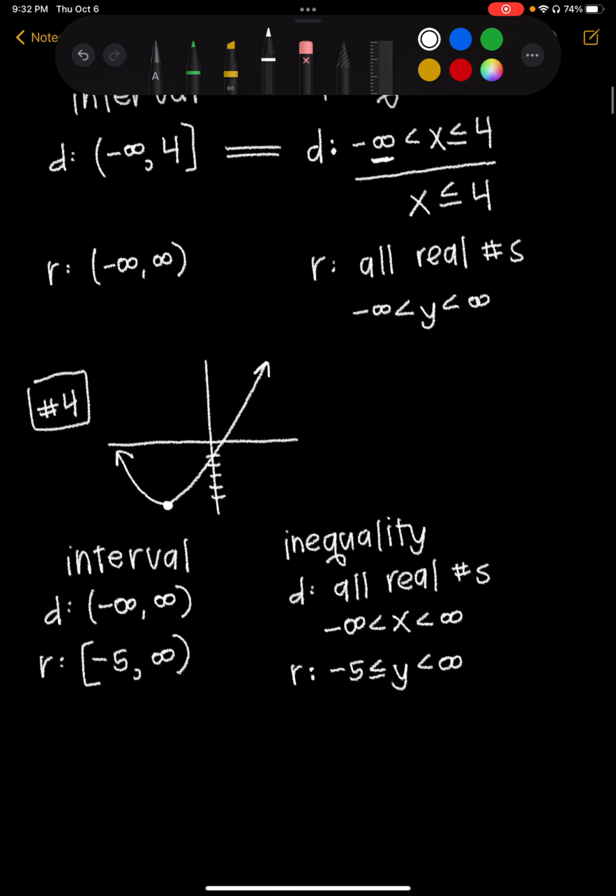Or because of that infinity, you can just get rid of the infinity and say just -5 is less than or equal to y. Or if you want y in the front, we can write y is greater than or equal to -5. All of those options work for sure. Anyway, there we have it, domain and range.